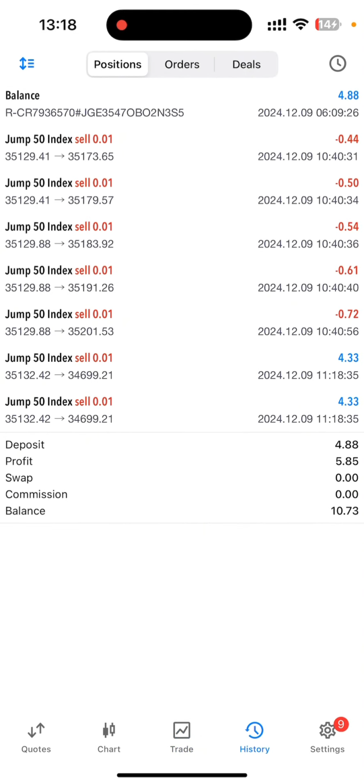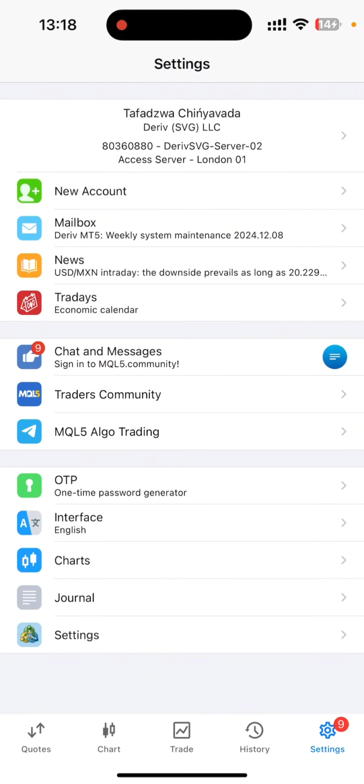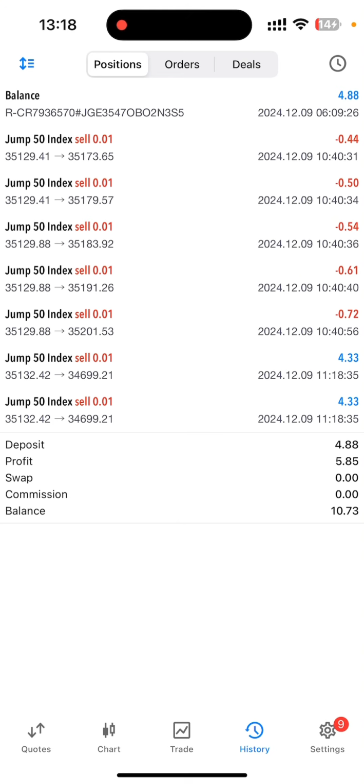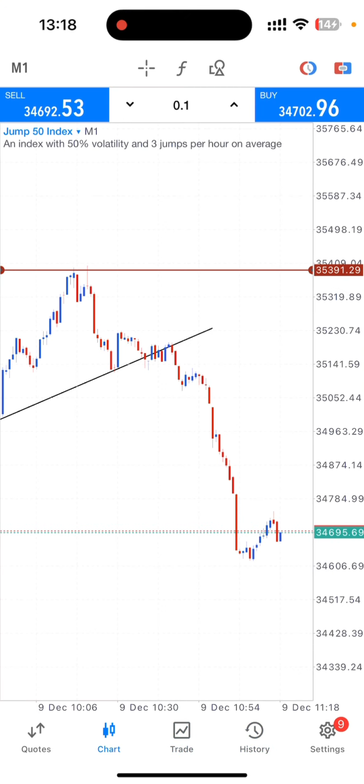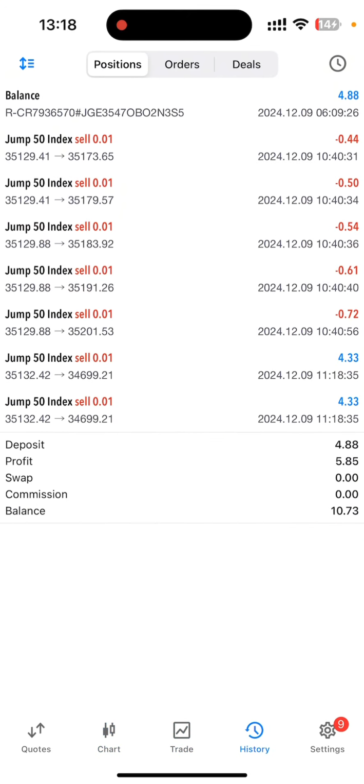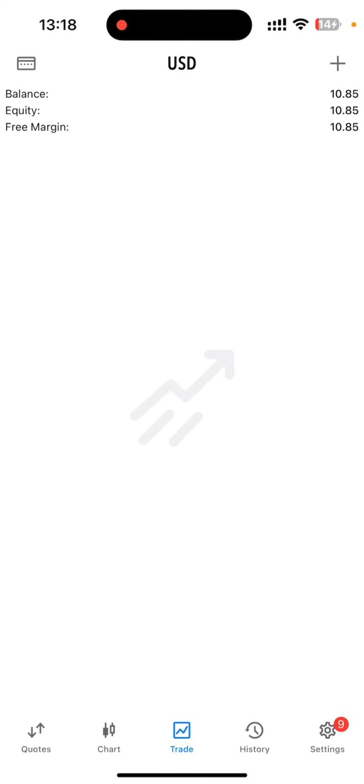You can see that I closed with a $10.85 balance, and the deposit was $4.88, and there was already another 12 cents in the account. So it's 12 cents plus $4.88. That makes it $5, and right now the account is on $10.85.